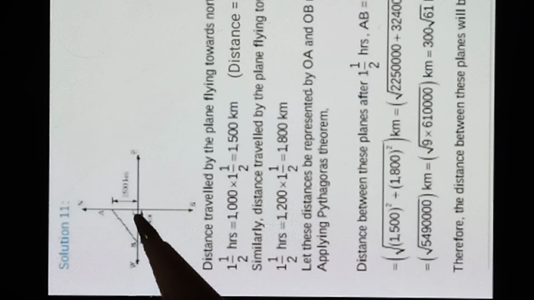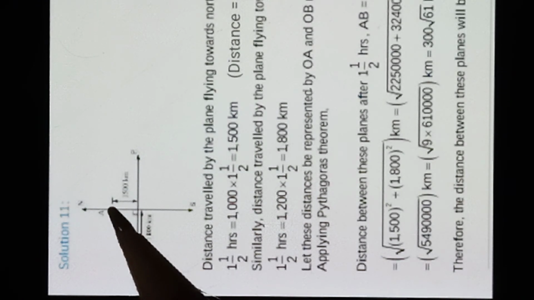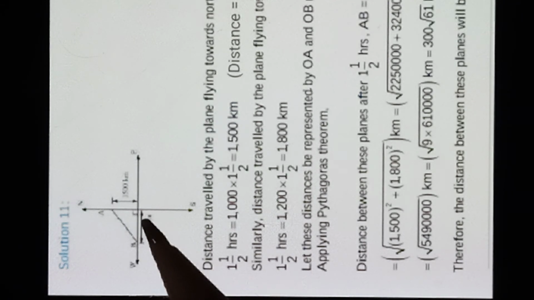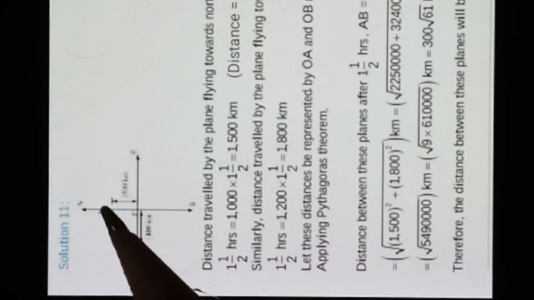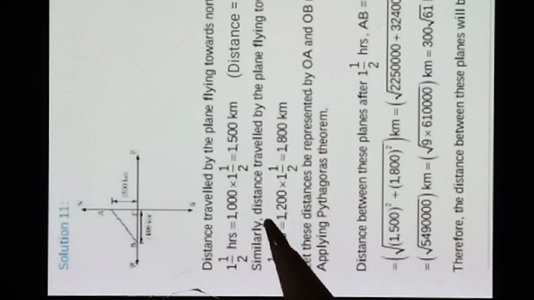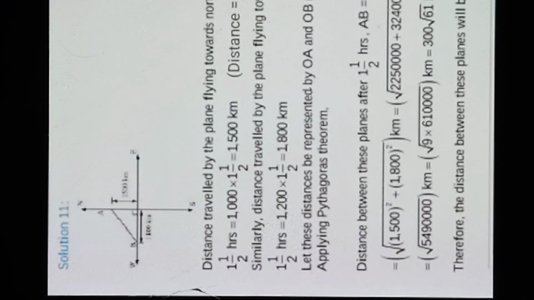They are at right angles. Okay, so suppose after 1.5 hours the first plane has reached point A, the second plane has reached point B, then the distance between the two planes is naturally AB. So आपको AB निकालना है, तो पहले आपको ये distance पता होना चाहिए कि where has plane 1 reached after 1.5 hour, where has plane B reached after 1.5 hour. So that is what we'll work out here first.